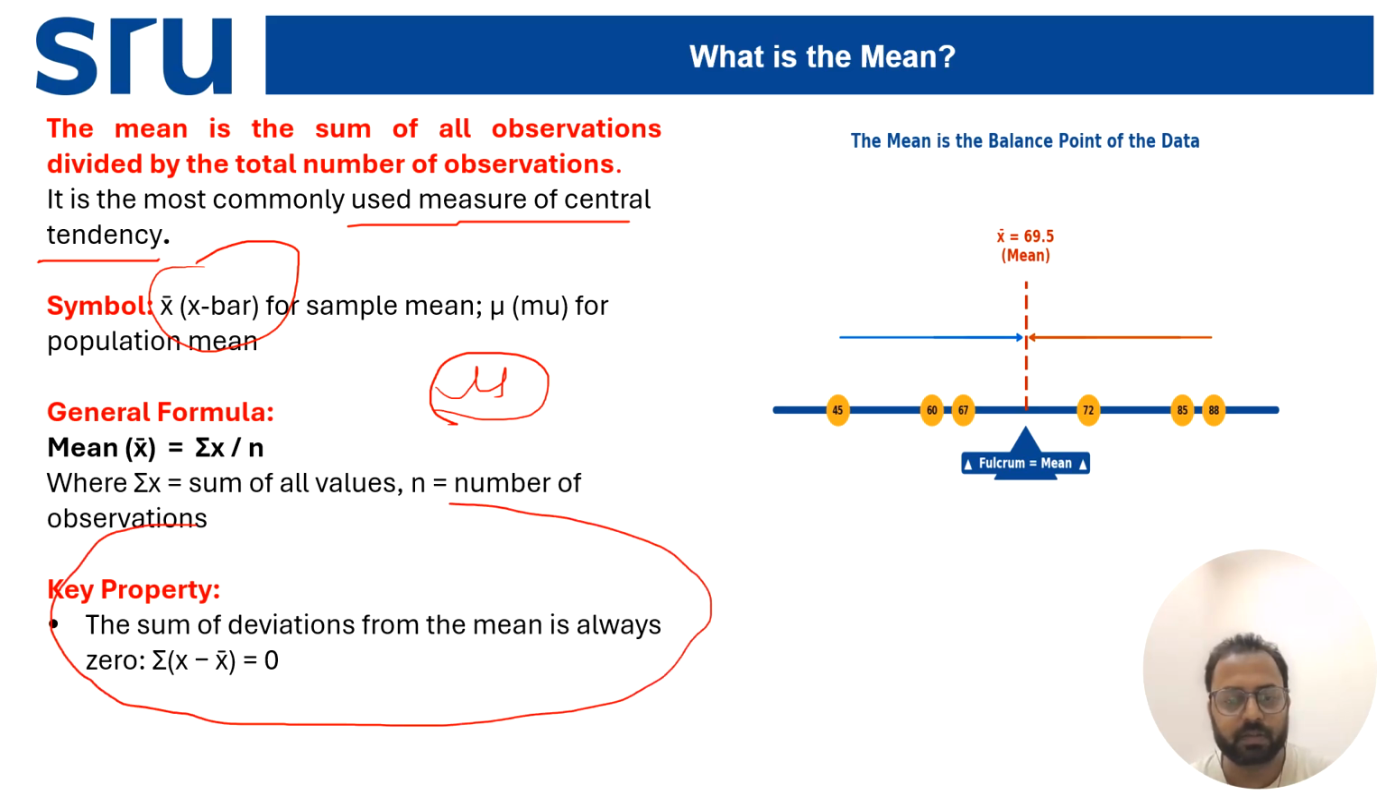A key property of mean is that the sum of all deviations from the mean is always 0. The sum of all deviations, that is, the sum of all x minus x bar, is 0.